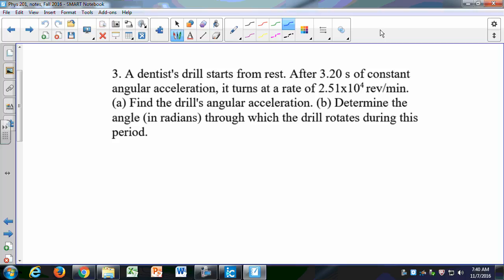because you're going to be looking for things like position or velocity or acceleration, or in this case, we're looking for angle, which is another word for angular position or your angular displacement. So as we go through here, we have a time of 3.2 seconds. It says that it's at constant acceleration, but it doesn't give that acceleration. But it says that it turns at a rate of 2.51 times 10 to the fourth revolutions per minute.